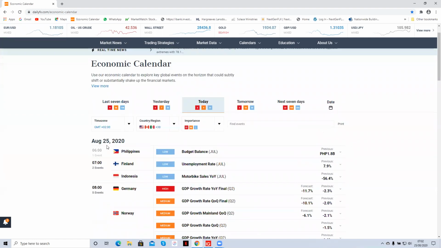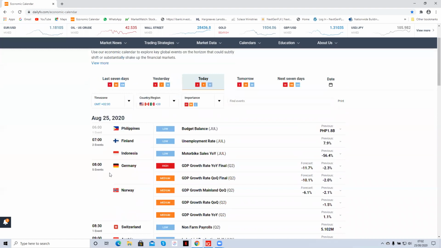So today, Tuesday, the 25th of August, the first report of high importance, obviously you can just ignore reports of low importance. And of course, the main market we're looking at is the Euro-US dollar. So we're looking for reports of high importance or medium importance that could affect the Euro or the US dollar. And of course, we can just ignore reports of low importance.